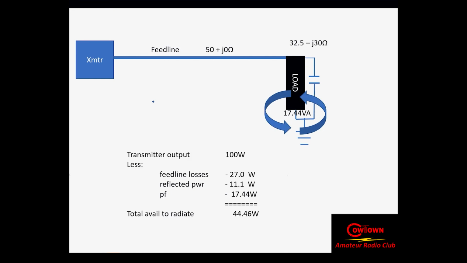Okay, so how did I get there? Just in summary, I got 100 watts output from the transmitter. I've got 27 watts of feed line loss from the transmitter to the load. I've got 11.1 watts of reflected power coming back, and then I've got 17.44. I should put VA in there because that's how you designate reactive power. I've got 17.44 watts of power that are lost to power factor. That gives me a total available to radiate of only 44.46 watts. Pretty pathetic.